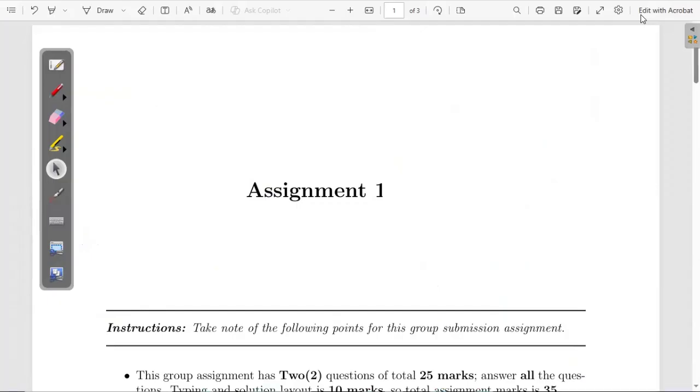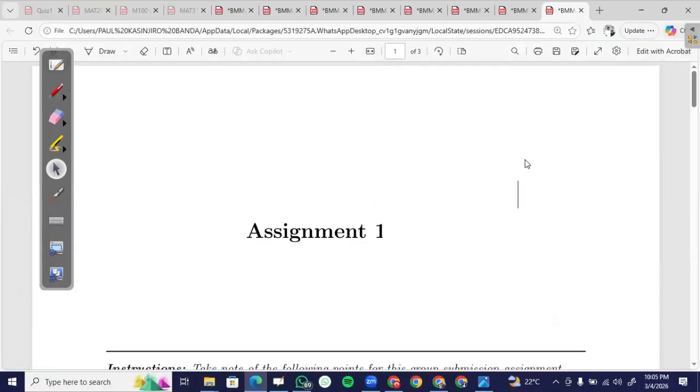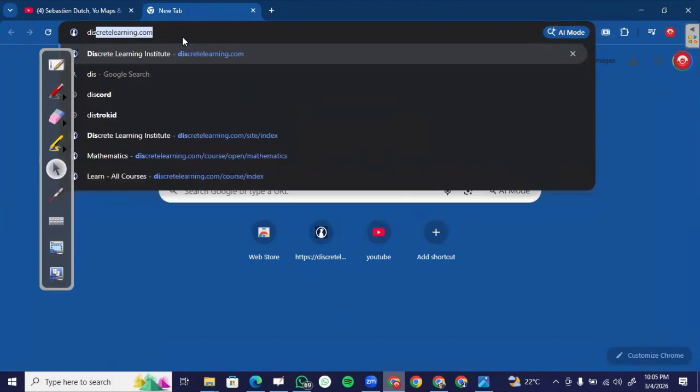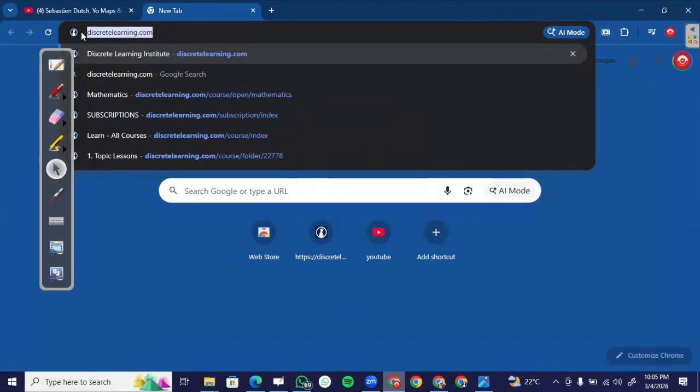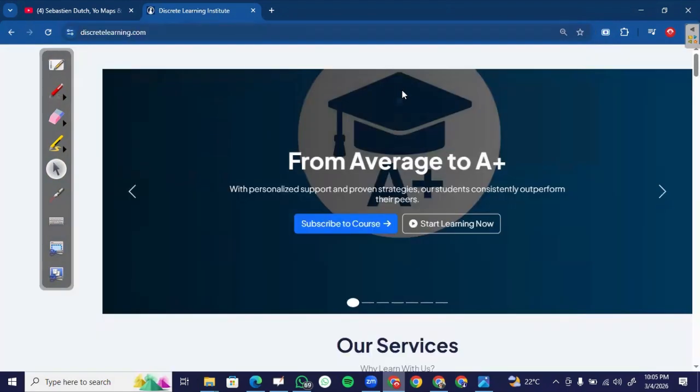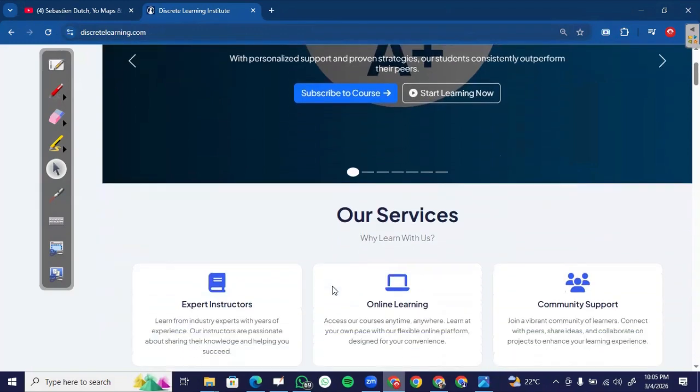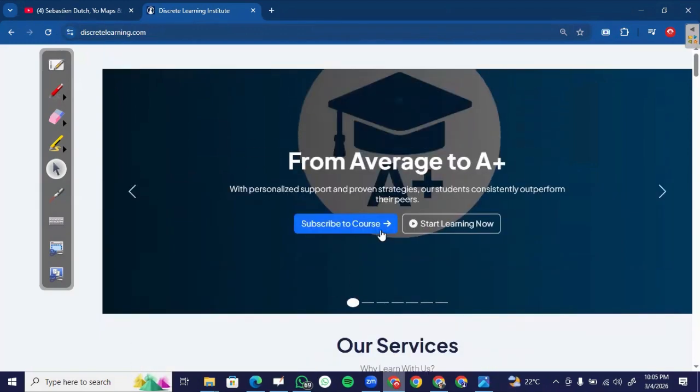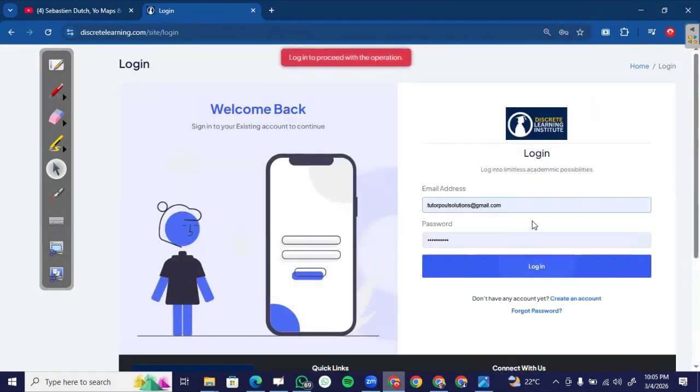Again, let me just show you the website for those who have never seen it. You just go to Chrome here and type in discretelearning.com. You can see discretelearning.com there, then search, and it takes you to our website. If you don't have an account, you need to create an account. So you just go to start learning now. Then it will take you to the login page. If you don't have an account, create an account and then log in. But if you already have an account, just put in your email and your password and then log in.